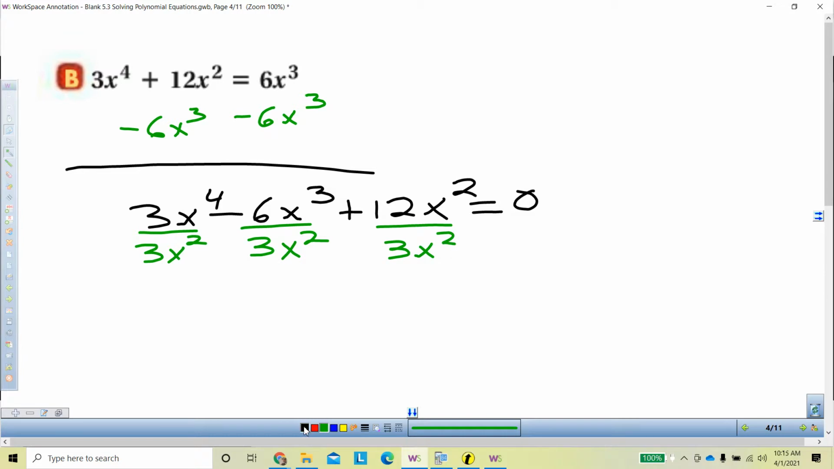Anytime I factor out a monomial, that's what we're doing. It's always going to equal 0. This time, because of this squared, I'm going to have 2 zeros. Okay? So that's 2 of my 4 answers. So that's right. We'll get 3x squared. First fraction, all we have left is x squared. Second fraction, minus 2x. Third fraction, plus 4.